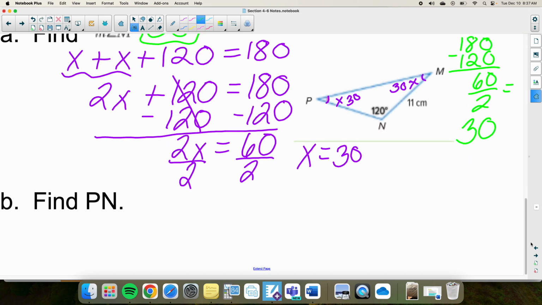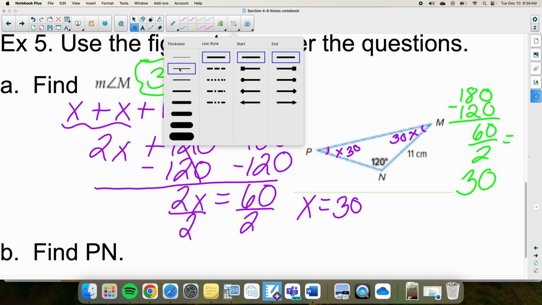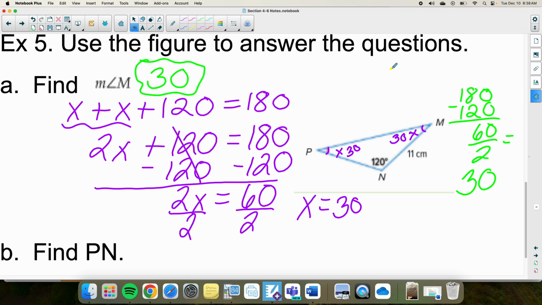Okay? Then it says find PN. Anyone see how I could find PN in that one? What would the answer be? 11. If these two angles are equal, that makes these two sides equal. So it would be 11 centimeters again. Okay? So our answer down here is just going to be 11 centimeters. All right.